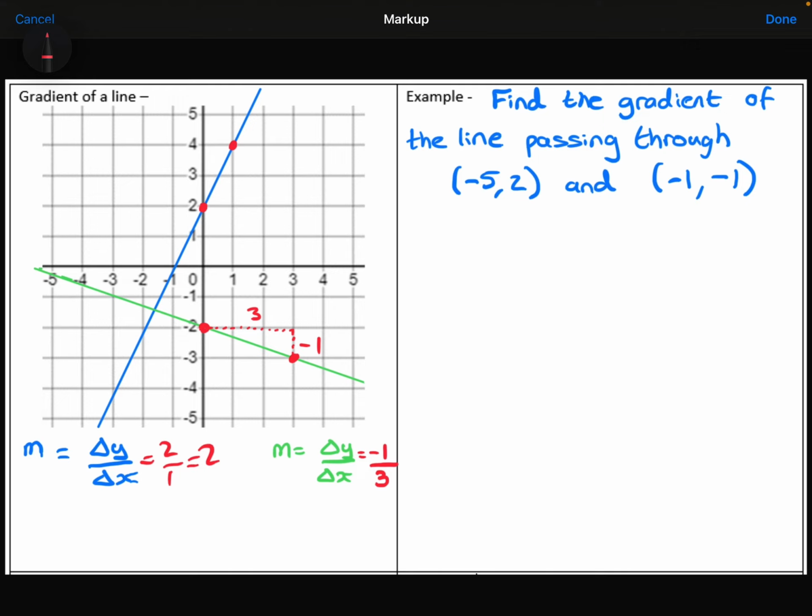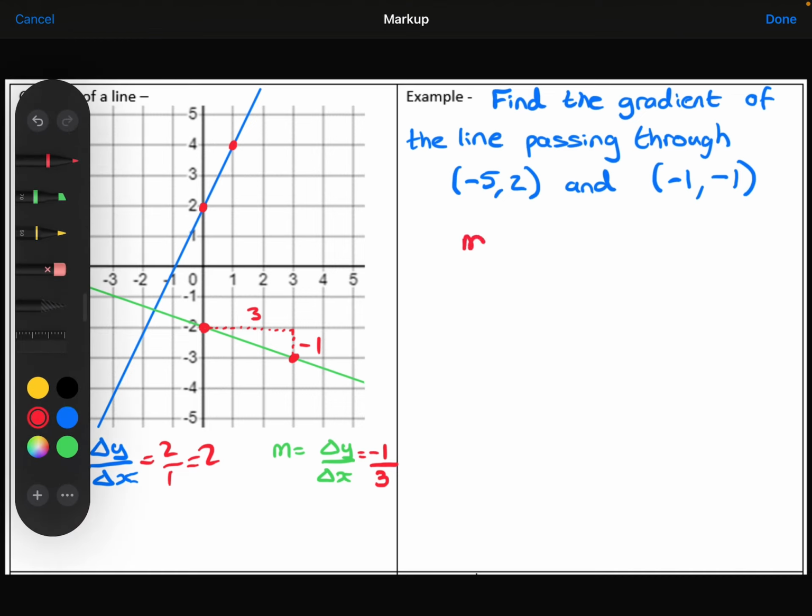For another example, we're told to find the gradient of the line passing through the points -5, 2 and -1, -1. So the change in the y divided by the change in the x. Let's look at the y coordinates first of all. So I've got a 2 and a -1. So the change there is 2 minus -1.